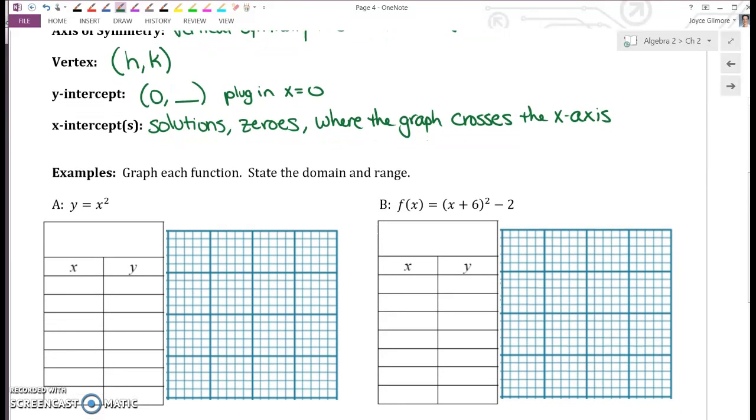Okay, our first graph unfortunately has not moved at all. The vertex here is 0, 0. So to graph this, to get a good picture of the parent function, you may want to write here that this is called the parent function. We are going to pick some points and plug them in. I'm going to pick -2, -1, 0, 1, and 2.